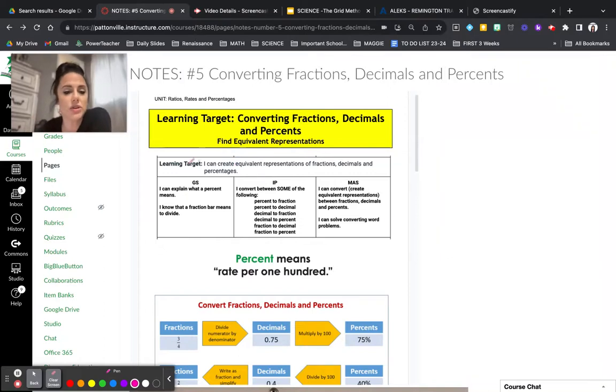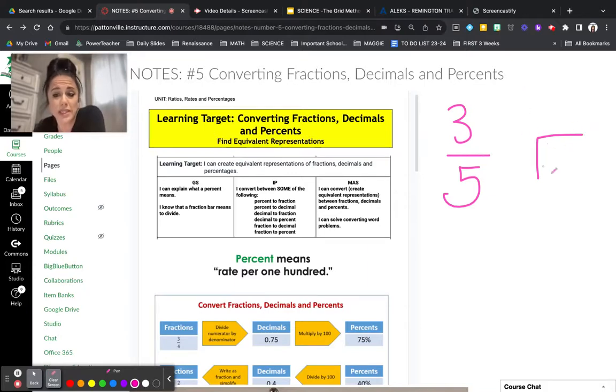Okay. So I'm going to start off with just what does getting started look like? Getting started is just being able to explain what a percent means and knowing that the fraction bar actually means to divide. So if I give you something that looks like this, it is 3/5. Yay. We learned our fractions a long time ago. But now you need to also realize that the fraction bar means that we can also divide.